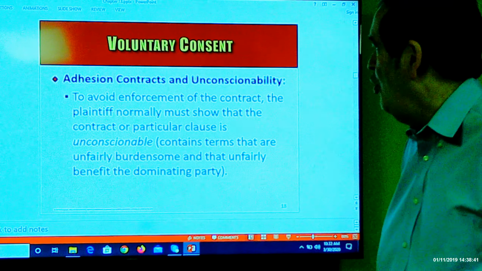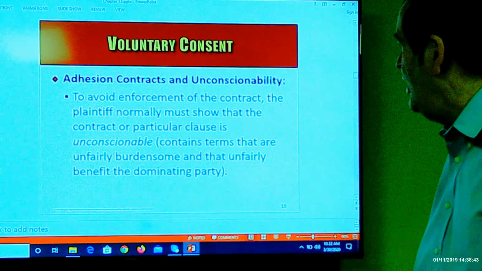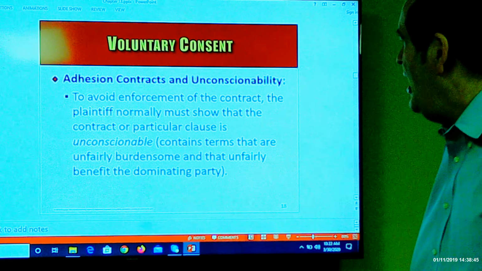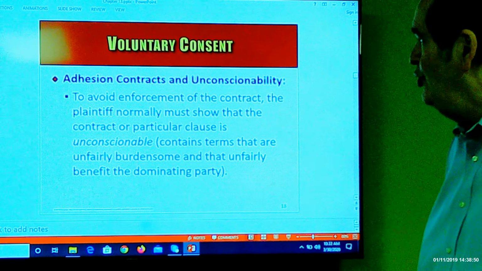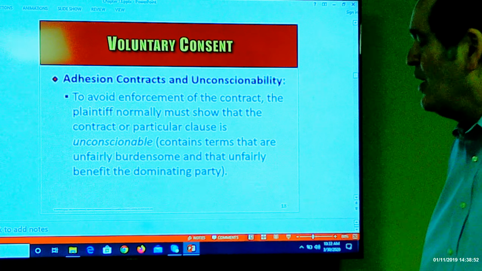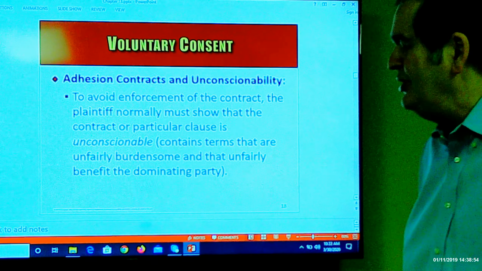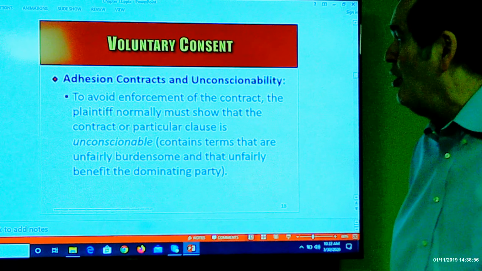So in order to avoid an adhesion contract, you have to show that the particular clauses that negatively affect you are unconscionable. They're burdensome and unfairly benefit the dominating party.